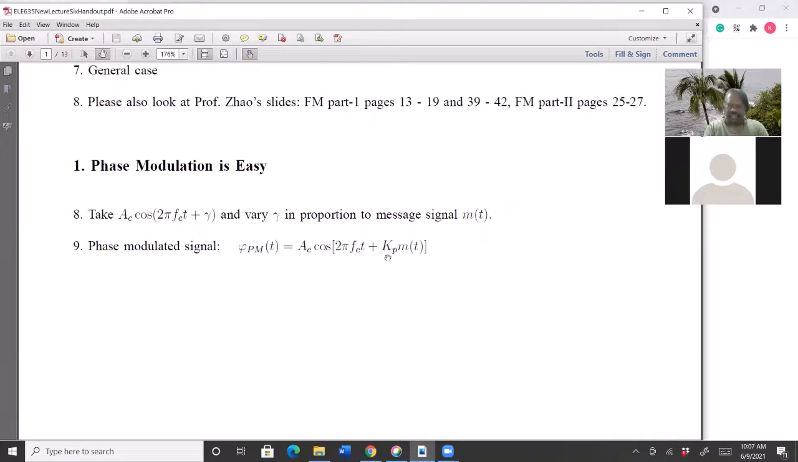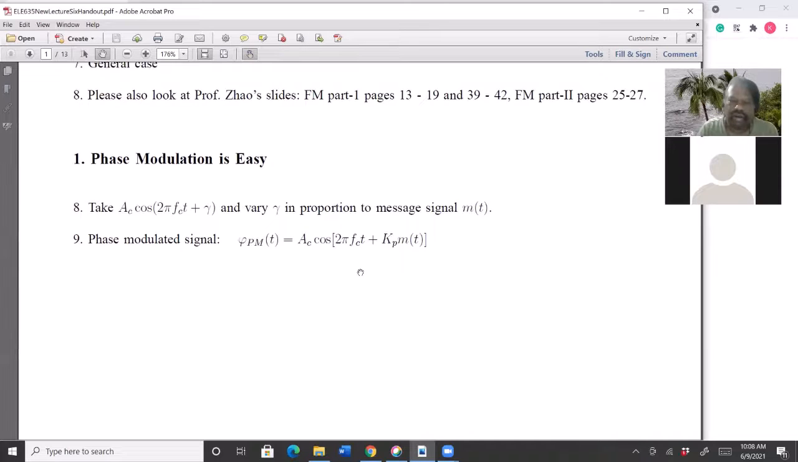Unfortunately, there is no name for this. We will always call it k sub p, kp. We don't have any name for that. So please don't ask me what it is. It is just a proportionality constant. Okay, it could be like 1000, 2000 or 3000 pi something. So this is a number. It sets the sensitivity of the variation in gamma with m of t. We choose how much we want to vary the phase angle. Okay, so the phase modulated signal is very simple: A sub c cos of 2 pi fct plus kp m of t, where fc is the carrier frequency. All right.